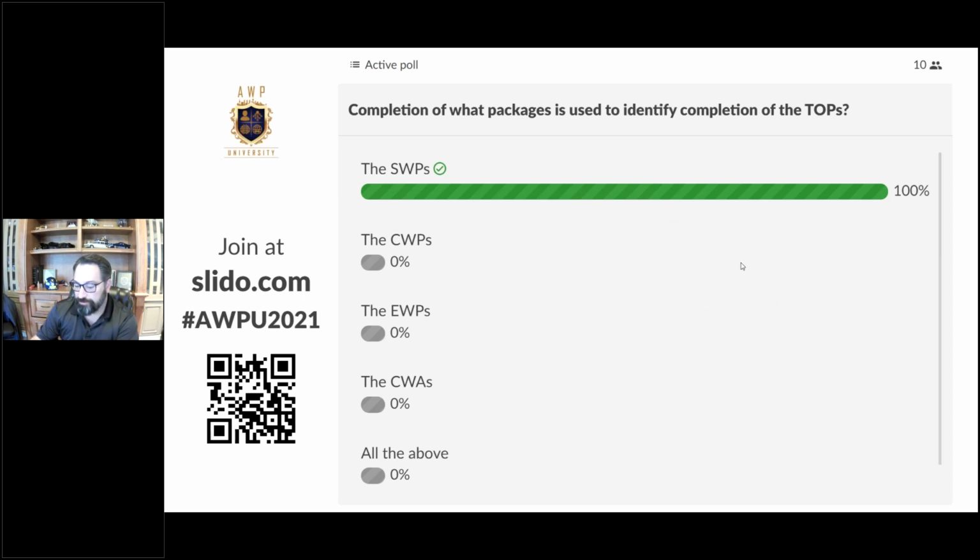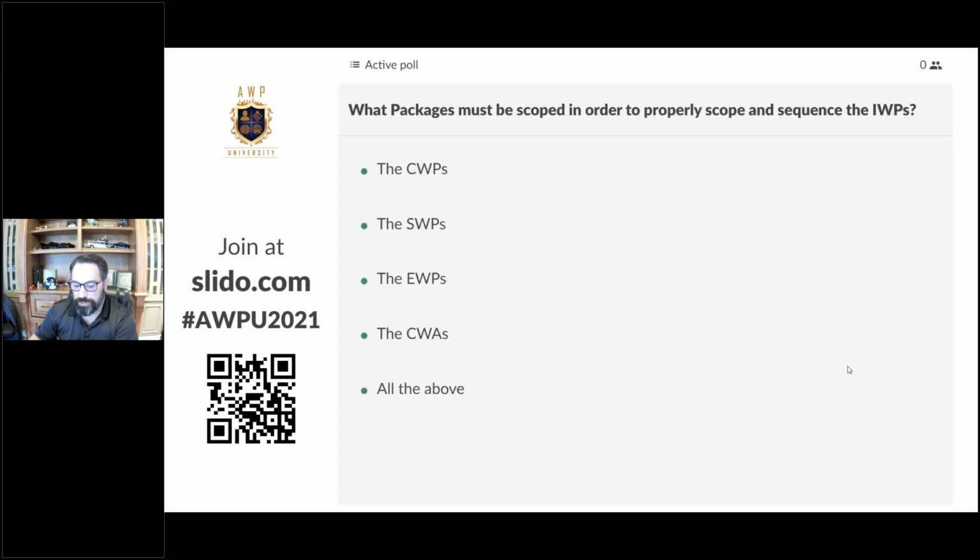They don't typically cross boundaries because the system work package is system specific. So 3, 4 SWPs will make up a turnover package. When all of those are completed, that turnover package is ready for execution, or ready for turnover, sorry. So SWPs, right answer. Good job.